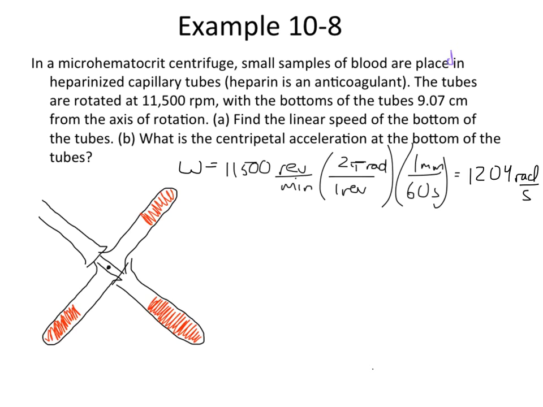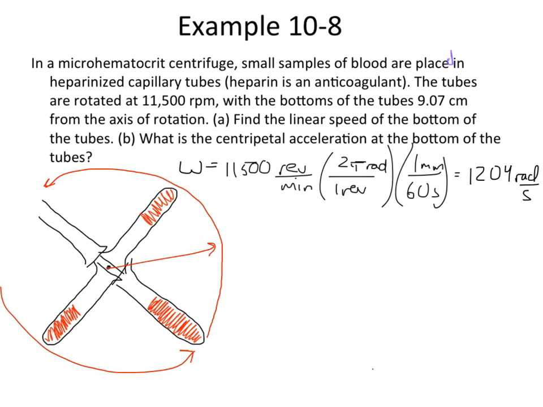Let's see, the bottoms of the tubes. This bottom of this tube here, and this guy over here, is 9.07 centimeters from the axis of rotation. So if we draw this, we're rotating positively, which is counterclockwise. That's the very bottom of the tube right there, and that distance right there is 9.07 centimeters.